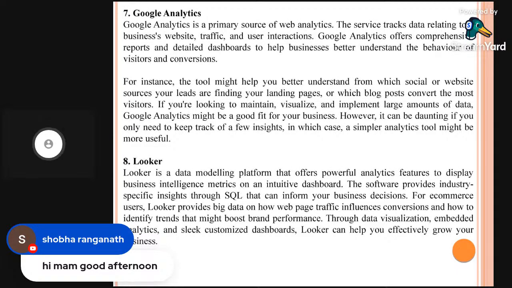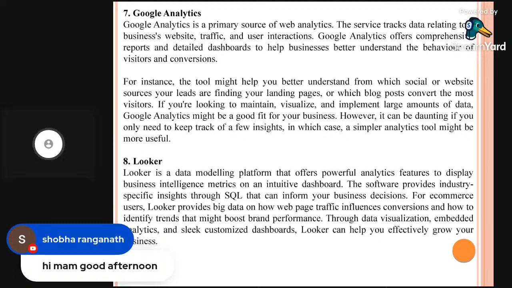So Google Analytics is a primary source of web analytics. The service tracks data relating to a business website, traffic and user interactions. Google Analytics offers comprehensive reports and detailed data dashboards to help businesses better understand the behavior of visitors and conversions. For instance, the tool might help us to better understand from which social or website sources the leads are coming, the landing pages, and which blog post converts into the most visitors.